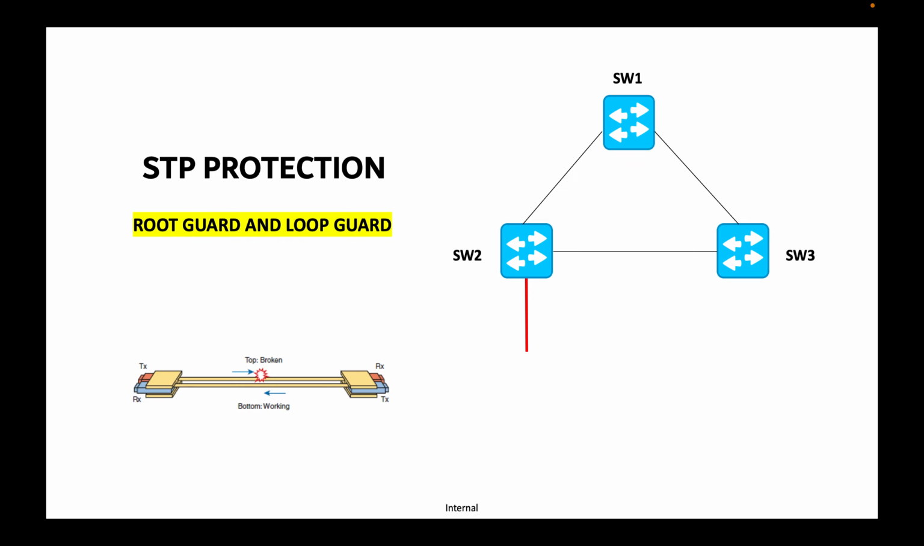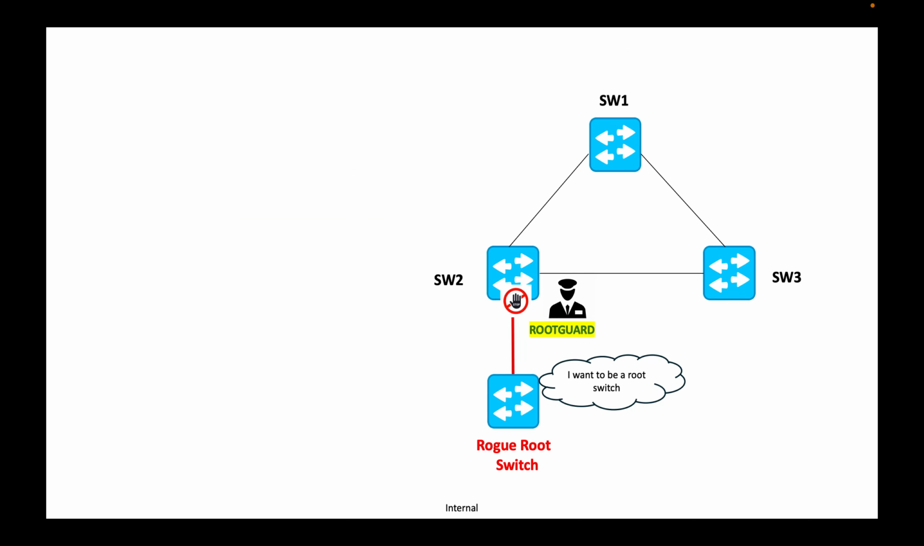Hello everyone. In this session of the CCNA series, I'll discuss two STP protection mechanisms: root guard and loop guard. When spanning tree calculates the topology of the network, it is based on the location of the root bridge, and any switch with the lowest bridge ID will traditionally take over the role of the root bridge.